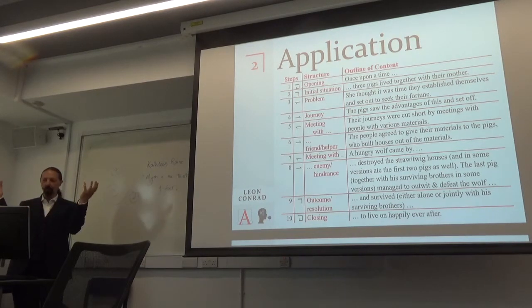You've got an opening. Once upon a time, the initial situation is that there were 3 pigs that lived together with their mother. We have the who, when, where. The problem is the mother thinks it's time they establish themselves and set out to seek their fortune. The pigs agree with her.